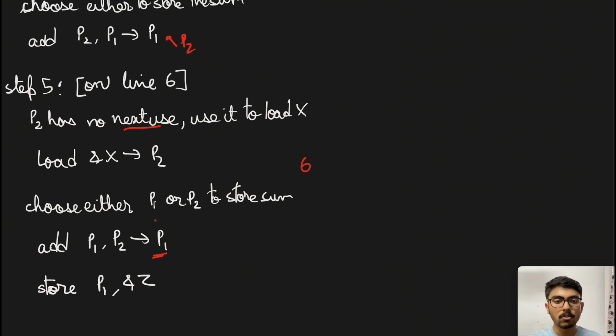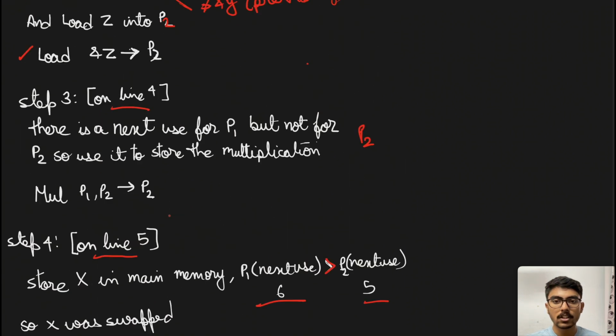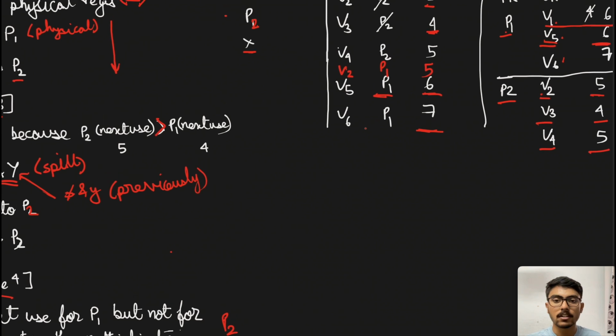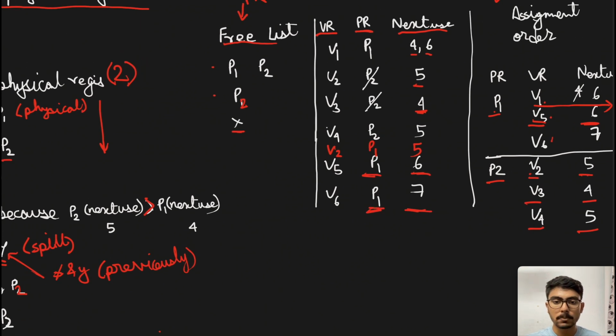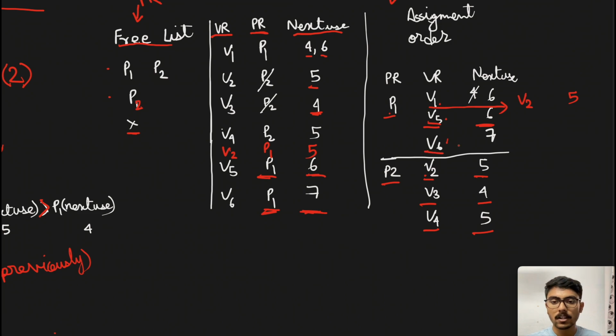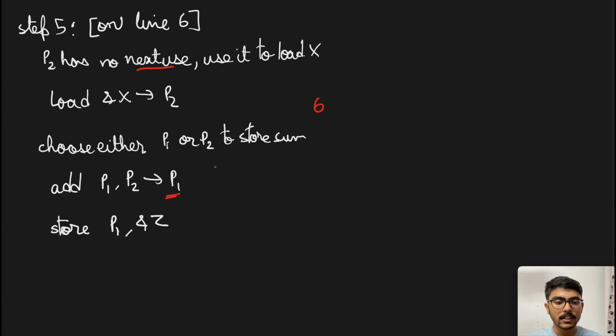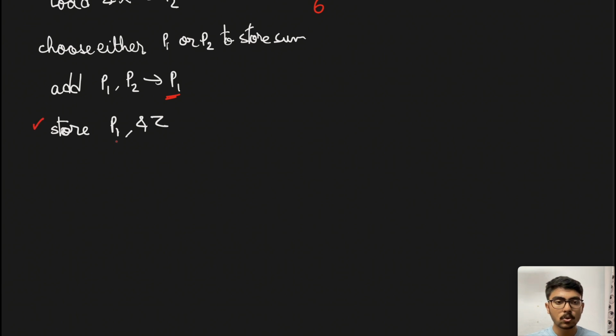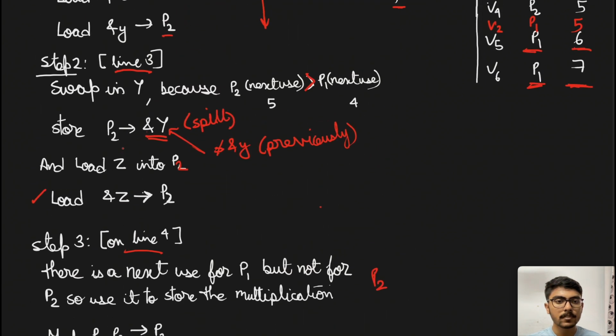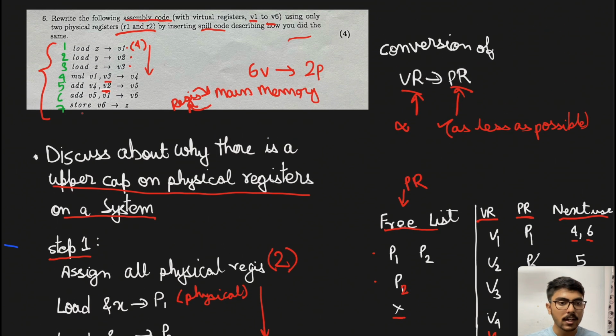So the value of V6 is stored here. So we will write that same in both these tables, that is P1 has V6 and its next use is 7. Similarly here. And once we are done with that, we will finally go to the next line, which is store the value of P1 into Z, just as what we have here, that we are storing the value of V6 into Z.